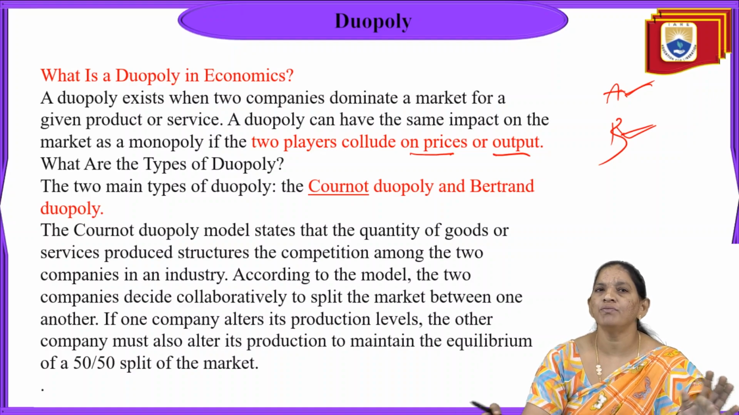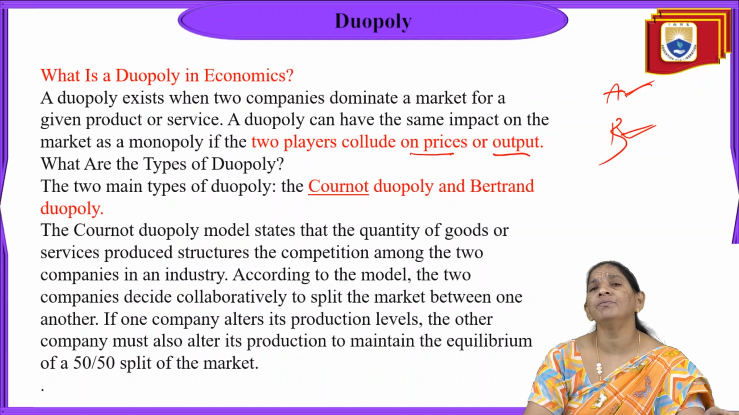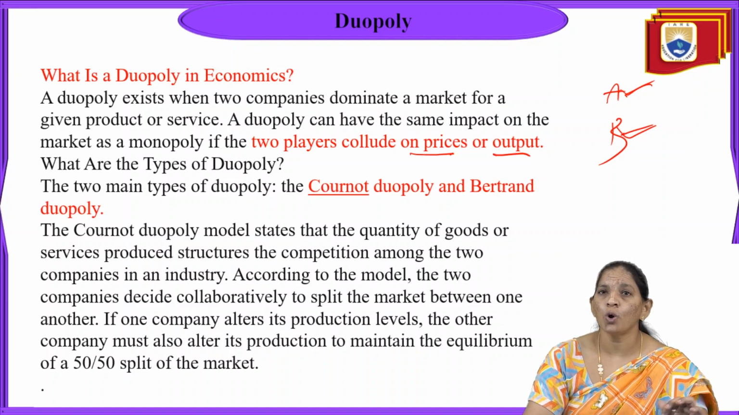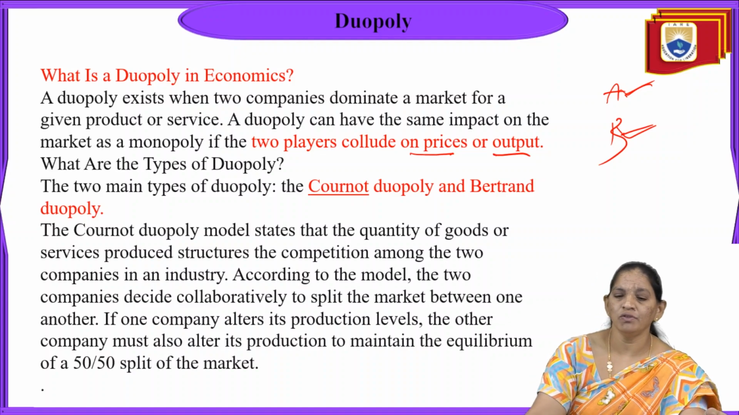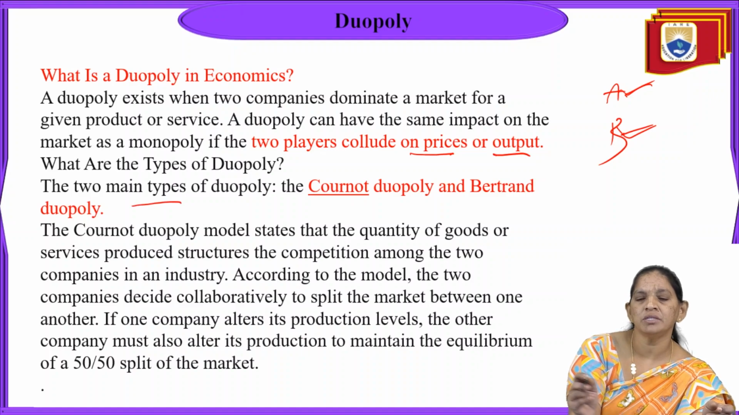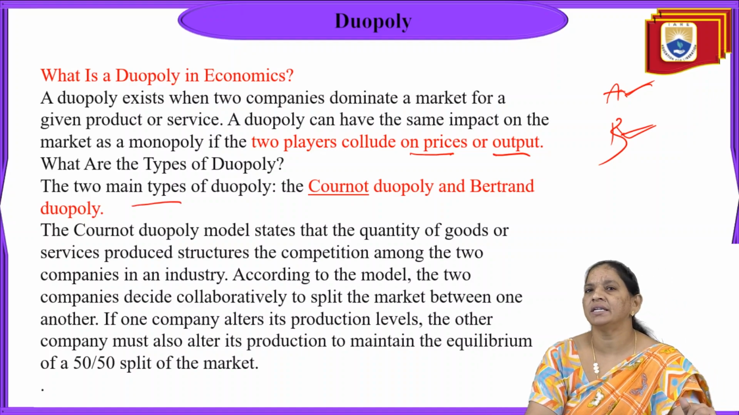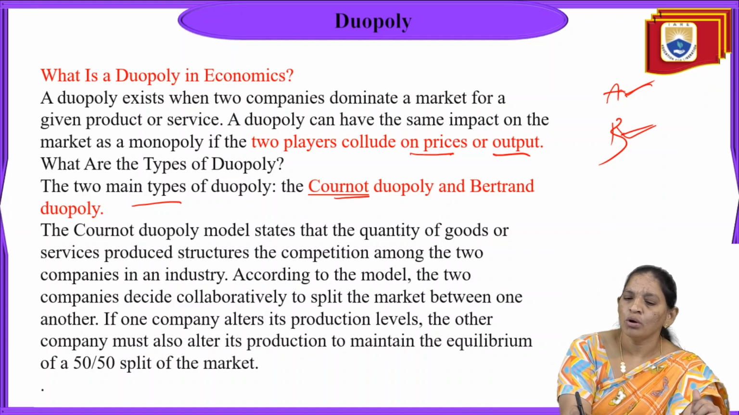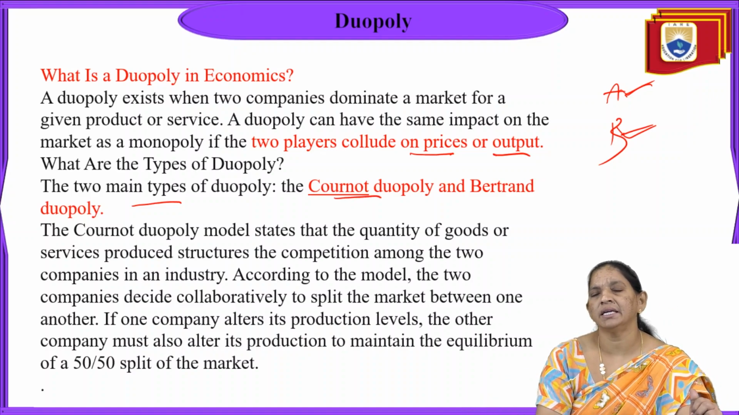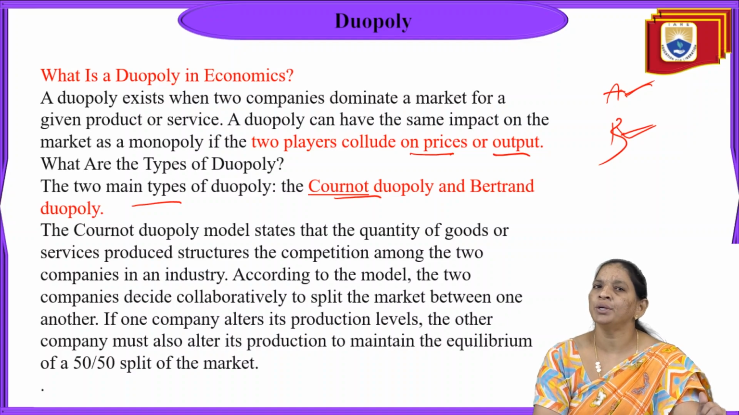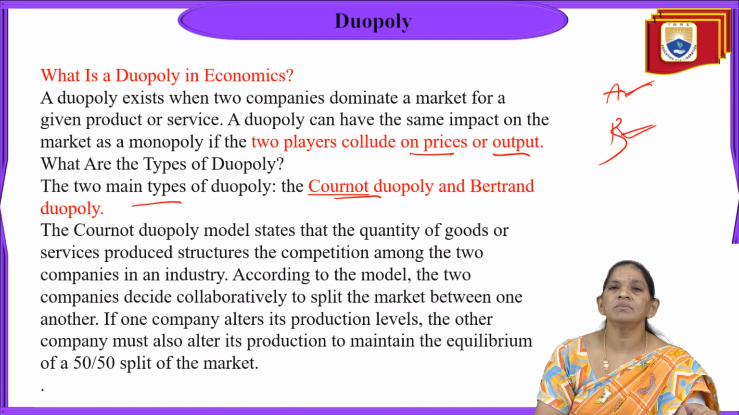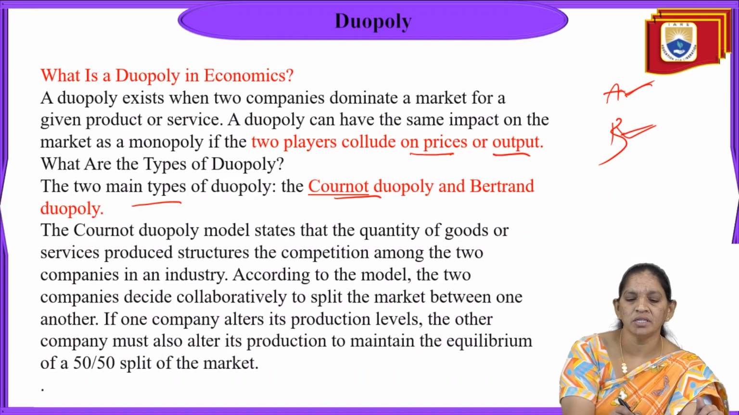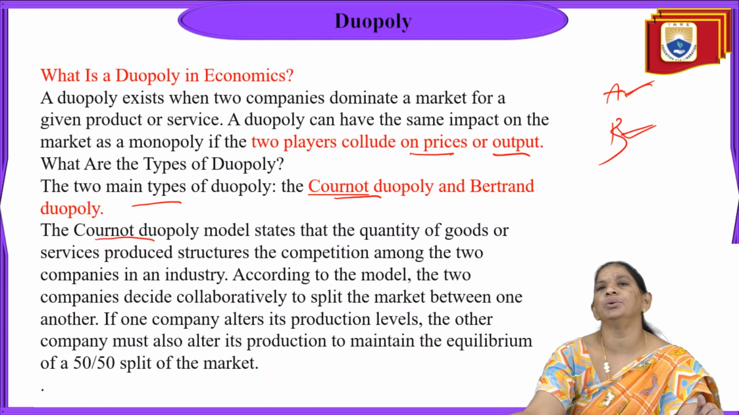So this type of duopoly, where we can identify competition or collusion, can be understood in two types. The first type is Cournot duopoly and the second one is Bertrand duopoly. First we'll see what this Cournot duopoly is.